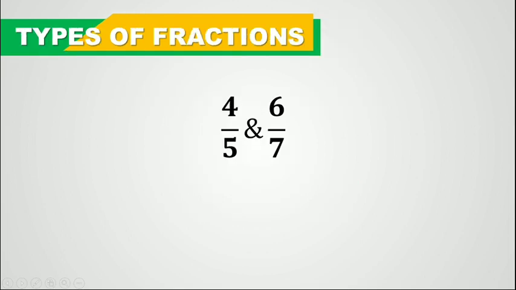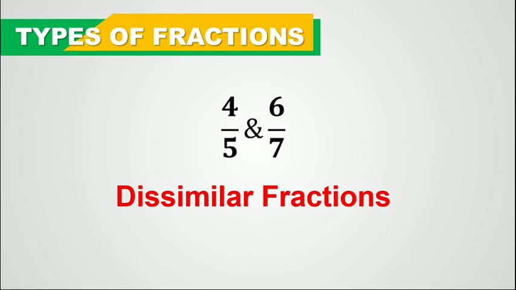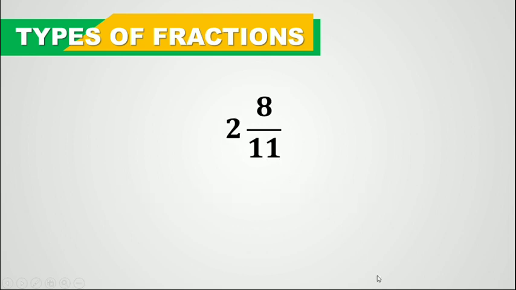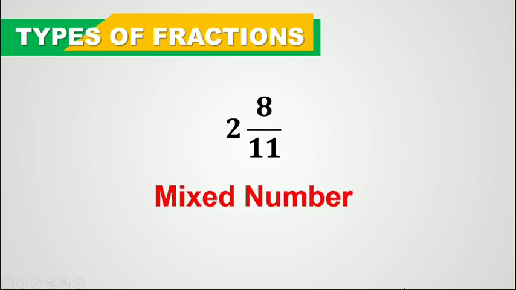Now, let's have some drills. Let's try to identify what type of fractions the given fractions on the screen are. So 4/5 and 6/7. They are dissimilar fractions because, as you can see, they have different denominators, 5 and 7. Now what about 2 and 8/11? It is a mixed number, right?